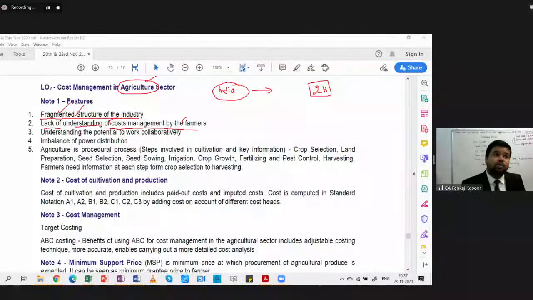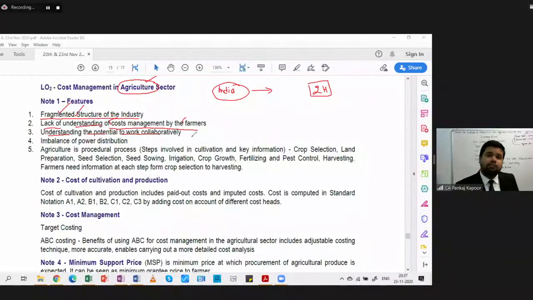Hence, they could not control their cost. They could not manage their cost. They find it difficult to do. And there is no specific regulator which can guide the farmer on how they can manage their cost. So this thing is a kind of negative feature of the agriculture sector. Further, understanding the potential to work collaboratively.